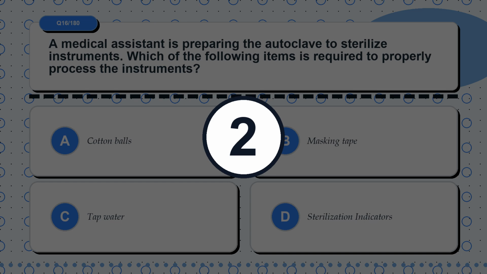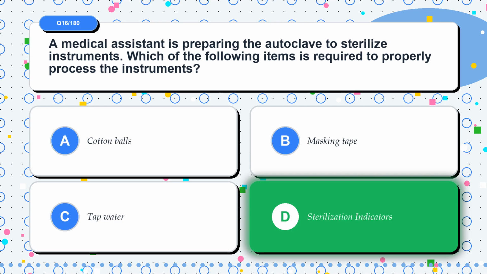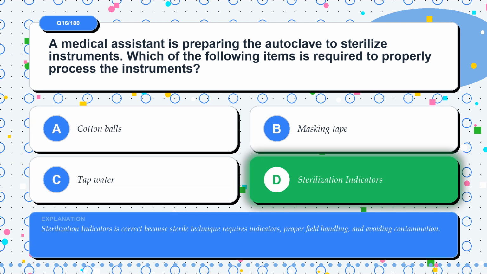The correct answer is option D. Sterilization indicators. Sterilization indicators is correct because sterile technique requires indicators, proper field handling, and avoiding contamination.